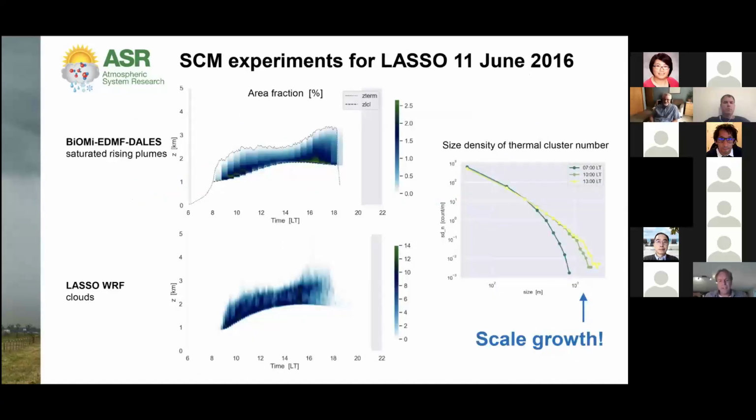So what we did to try it out, if it doesn't crash, right? We ran it for some LASSO cases. We implemented this scheme into DALES as an LES model, and we ran it as a single column model. That's basically what Peter Caldwell talked about in his talk about SCREAM. It's a great way to test physics. And then we, of course, can compare to the LASSO bundle data, as you can see on the bottom.